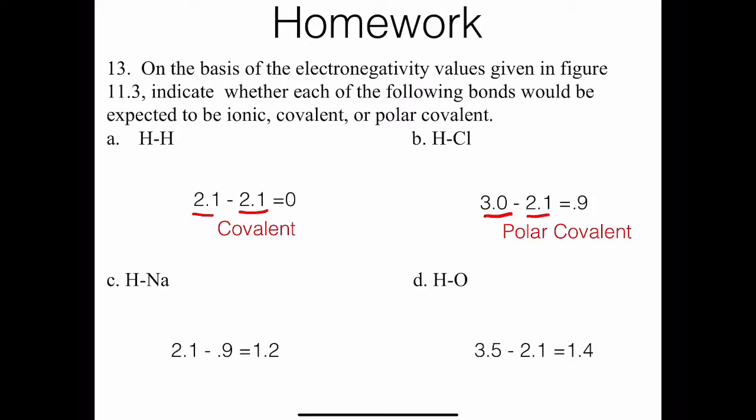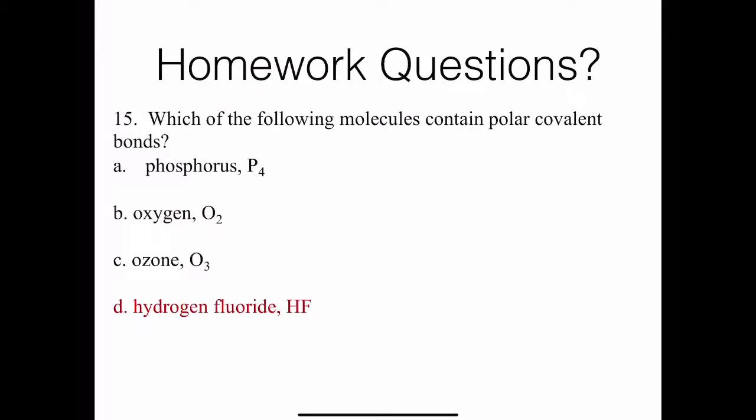There's obviously some sort of partial positive or partial negative charge within that compound. HNA would be a polar covalent compound again because there is some difference. And the same with HO. We see the same thing happening in those last 3. It's above 0 and less than 1.7, which is what would qualify it as a polar covalent compound.